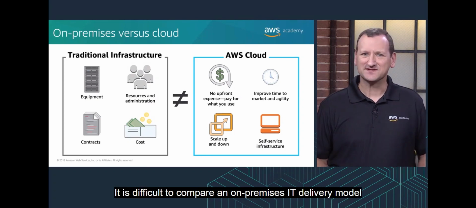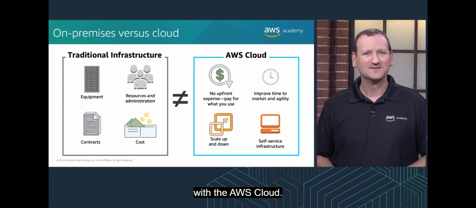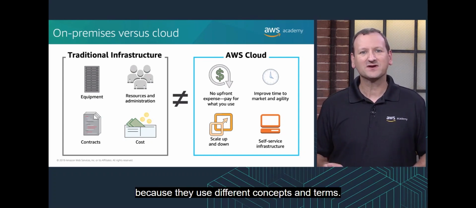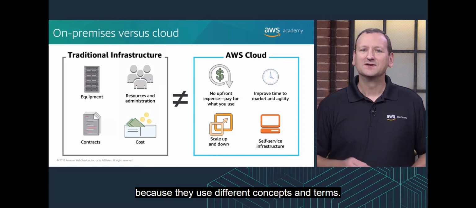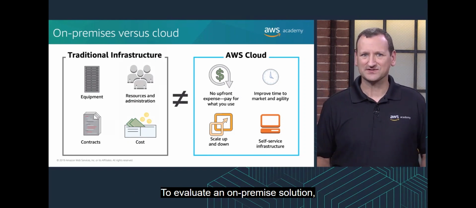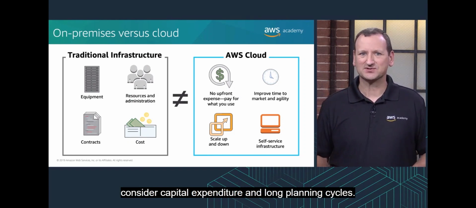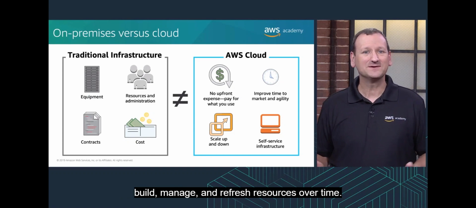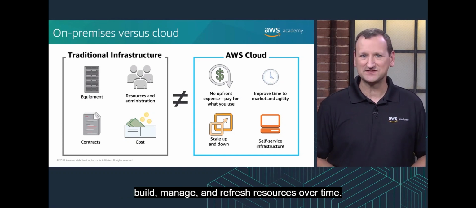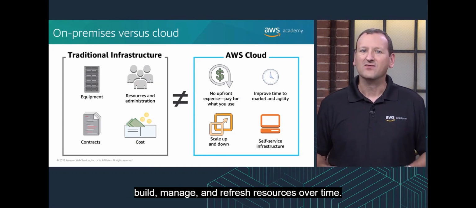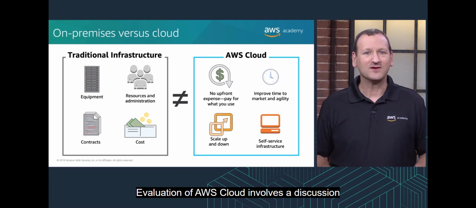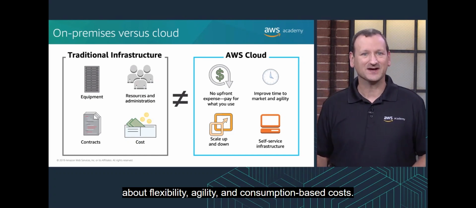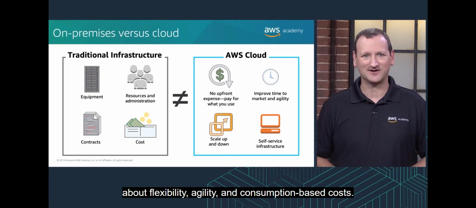It is difficult to compare an on-premises IT delivery model with the AWS cloud. The two are different because they use different concepts and terms. To evaluate an on-premises solution, consider capital expenditure and long planning cycles. This model requires multiple components to buy, build, manage, and refresh resources over time. Evaluation of AWS Cloud involves a discussion about flexibility, agility, and consumption-based costs.